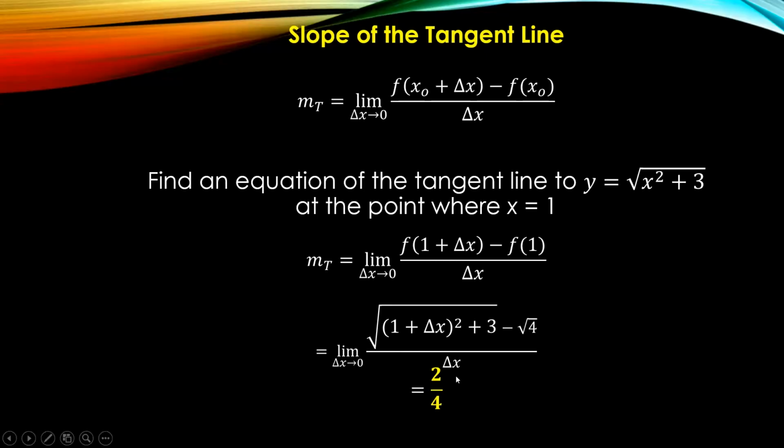Paano naging ganito? Kasi sabi, when delta x approaches 0, edi ito, 0 na lang to. Diba? Magiging square root of 4. Diba? So paano to? Paano ba ito nakukuha? This one, I will show this to you in the next steps.